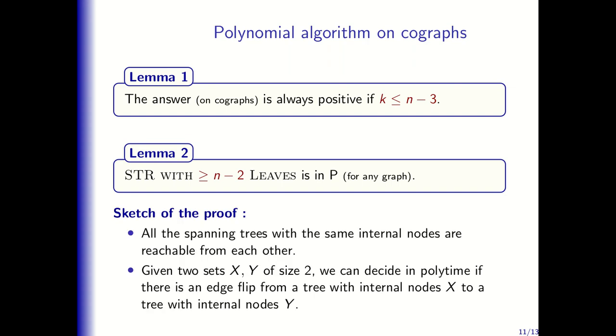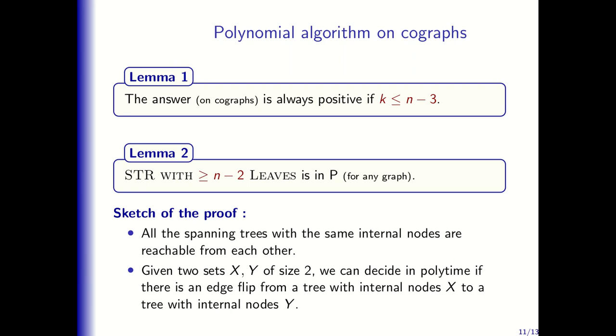And so for this second lemma, basically the sketch of the proof is the following. All the spanning trees with the same set of internal nodes are in the same connected component of the reconfiguration graph. So you can transform any one into any other, because we just have to take an edge attached to a leaf and attach it to the other internal node if it switches between the two solutions. And you just do that for every leaf, and you cannot increase the number of internal nodes during the transformation.